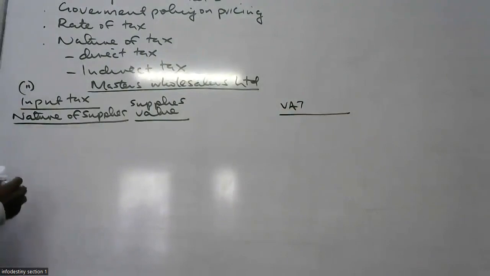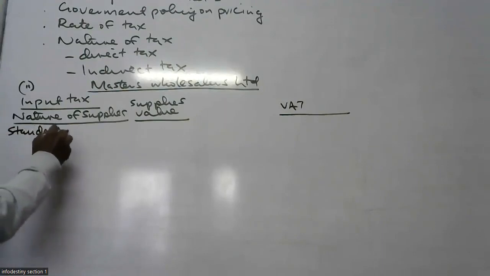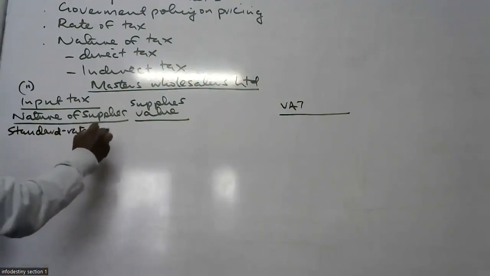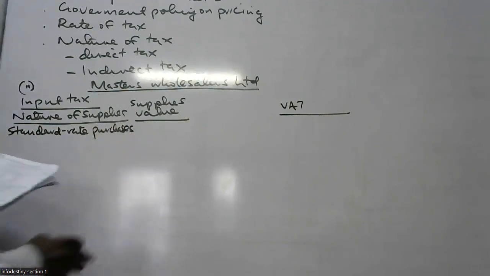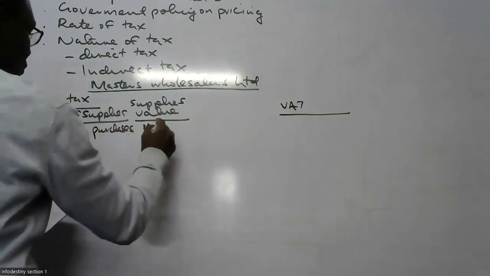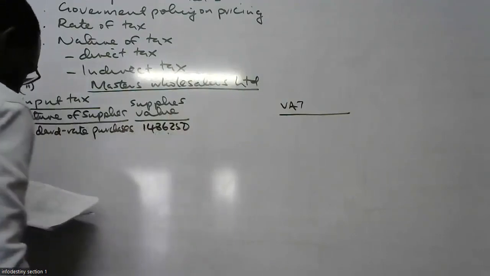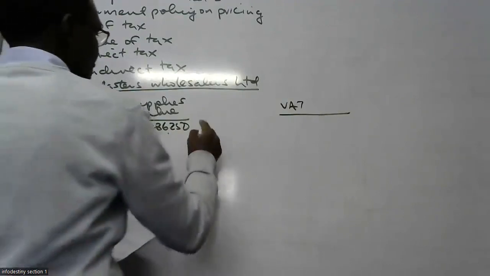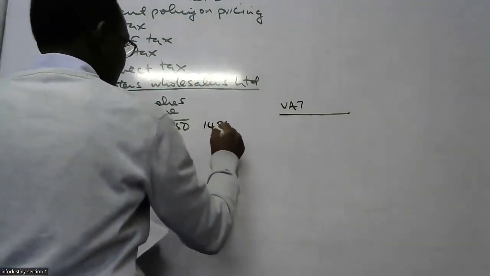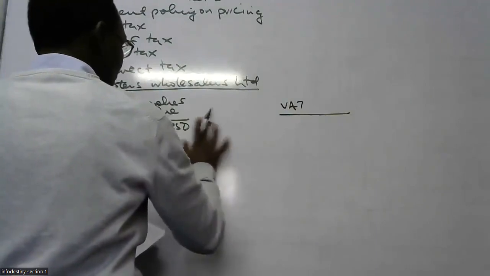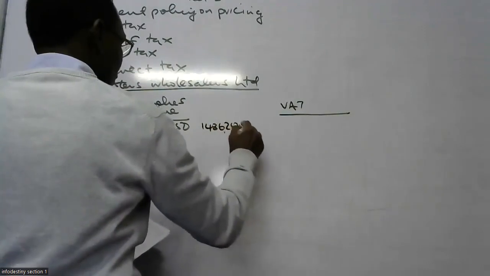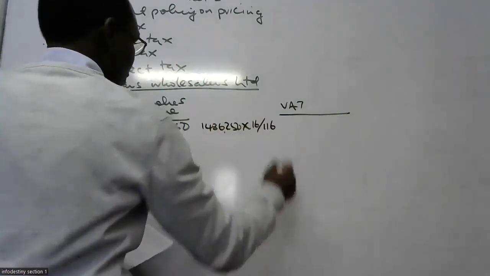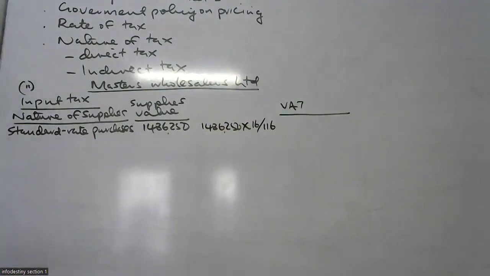So we have purchases at standard rate. The value of standard rate purchases is 14.6, inclusive of VAT, so 14.86 to 50. And how much is the VAT there?